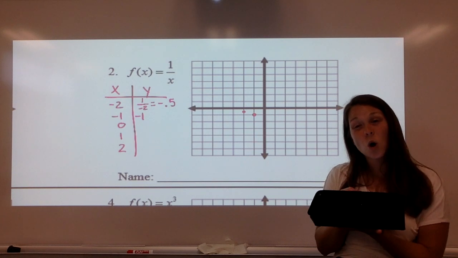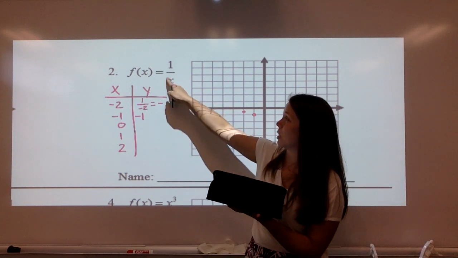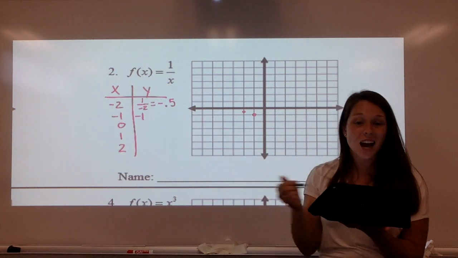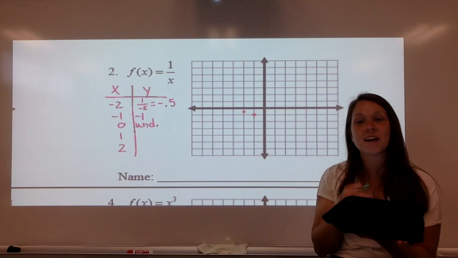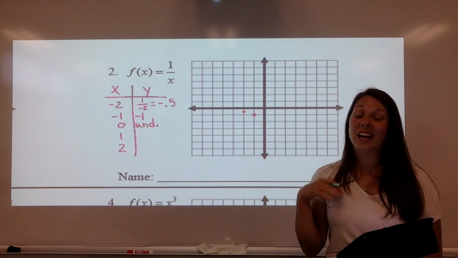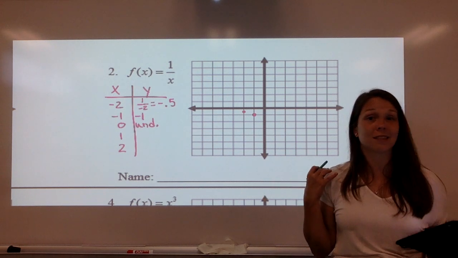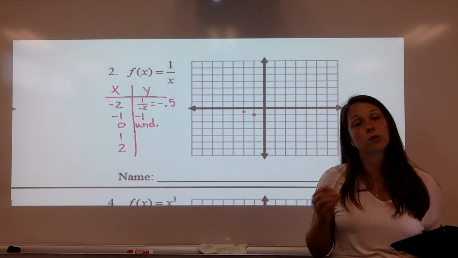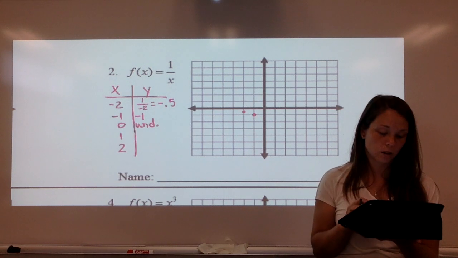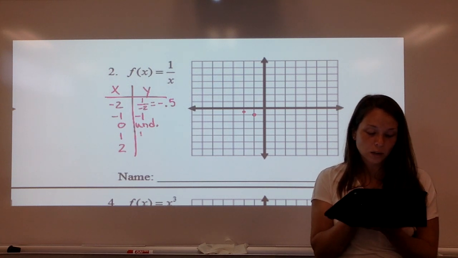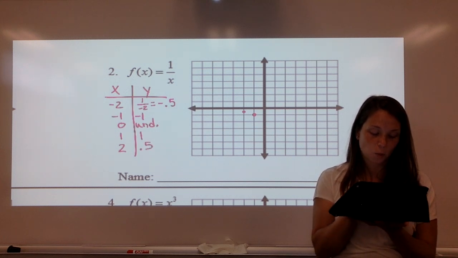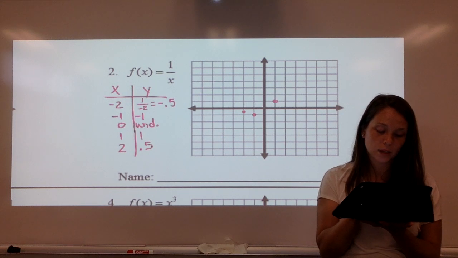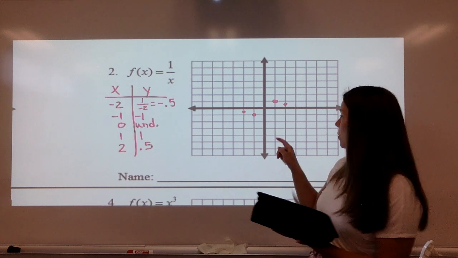Plugging in 0, 1 divided by 0, if 0 is x, is actually undefined. So I'm going to shorthand that as UND to stand for undefined, meaning it does not exist. And if you were to type it into a calculator, you'd get this error message on your calculator because you're not allowed to divide by 0. Plugging 1 in, we'd get 1, and plugging 2 in, we'd get +1/2 or +0.5. So plotting those points leaves us with this.